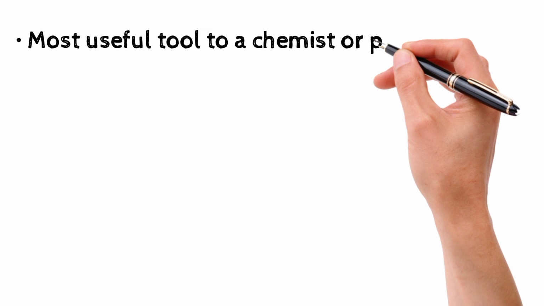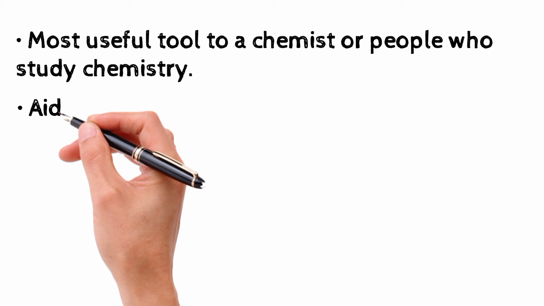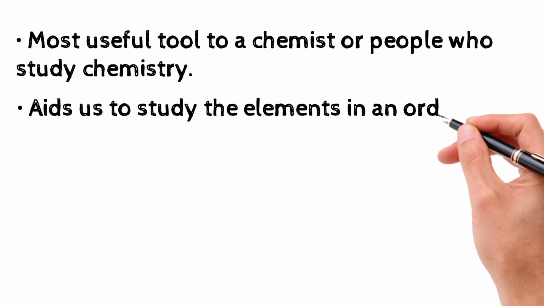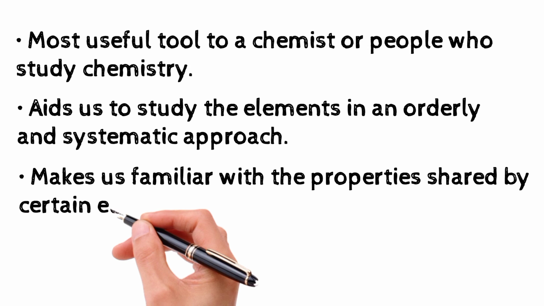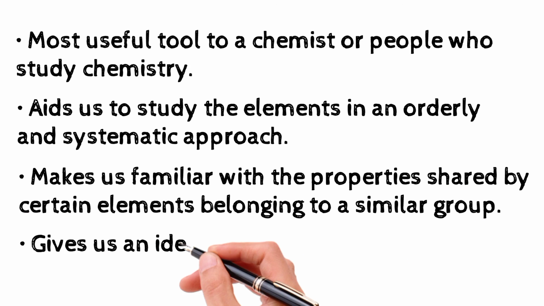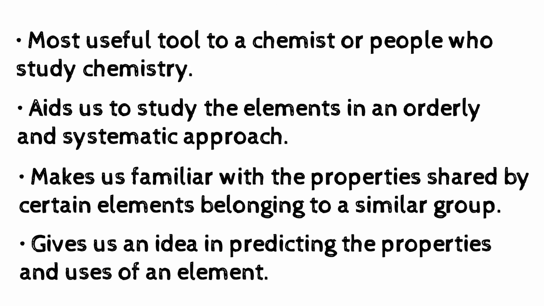Usefulness of the periodic table. It is the most useful tool to a chemist or people who study chemistry. It aids us to study the elements in an orderly and systematic approach, makes us familiar with the properties shared by certain elements belonging to a similar group, and gives us an idea in predicting the properties and uses of an element.